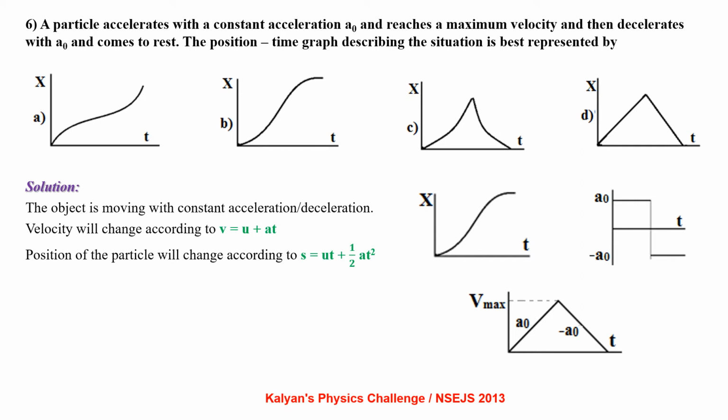Given that the object is moving with constant acceleration, the velocity changes according to v equal to u plus at, and the position of the particle changes according to s equal to ut plus half at square. So the velocity graph is a straight line and the displacement graph is a parabola.